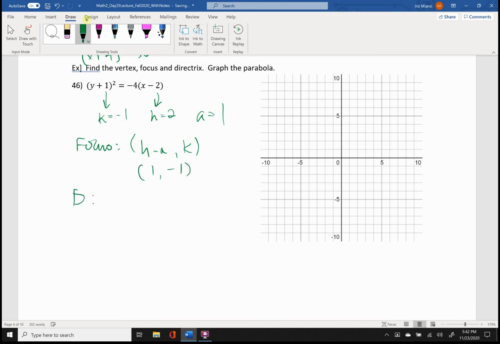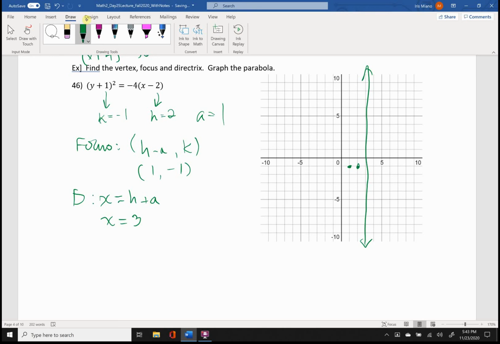Your directrix line, I'll just call that D for short, is going to be x equals h plus a. So specifically here it'll be x equals 3, because h is 2 and a is 1. Furthermore, plotting these things, we have 1, -1 right here as the focus, and the directrix line is x equals 3. That'll be 1, 2, 3, this vertical line here. The vertex will be at 2, -1. Okay, so here's the vertex, and so you know you're going to be opening this way.